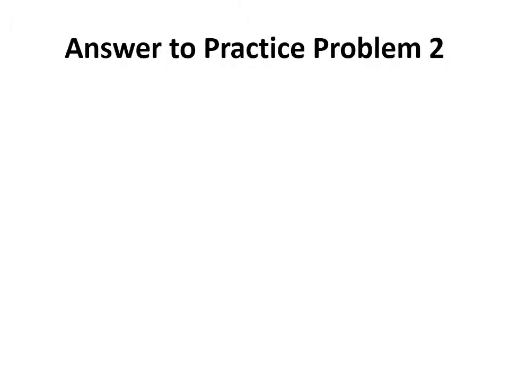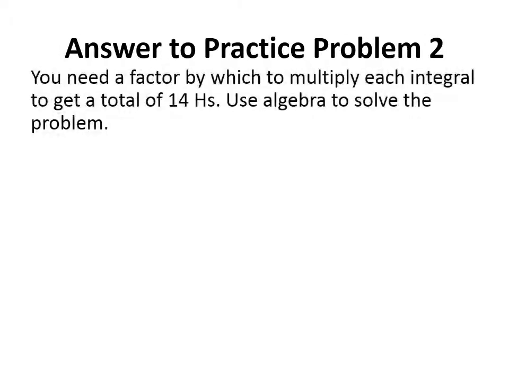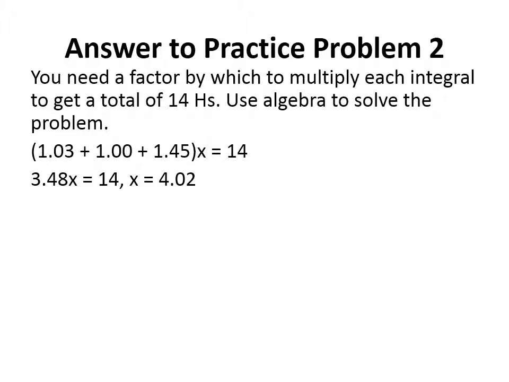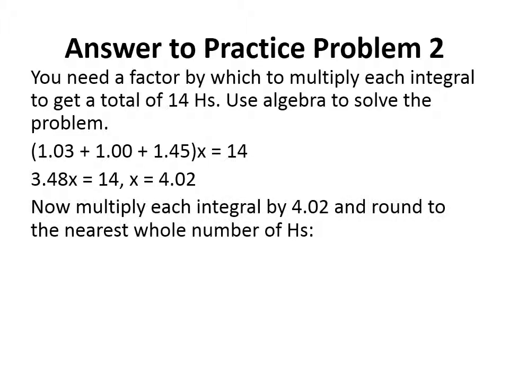Answer to practice problem 2. First, you need a factor by which to multiply each integral to get a total of 14 hydrogens. Use algebra to solve the problem. So using our integral values, we have (1.03 + 1 + 1.45) times x equals 14. Thus 3.48x equals 14, and x equals 4.02. Now multiply each integral by 4.02 and round to the nearest whole number of hydrogens.